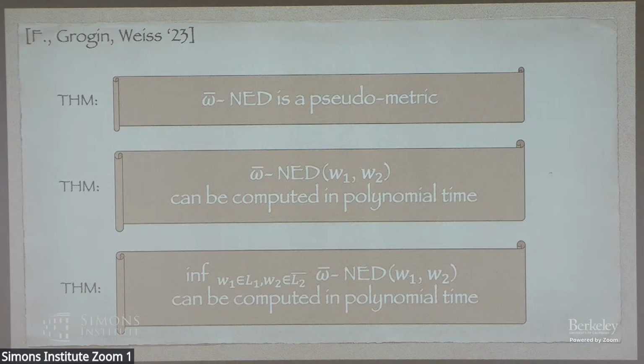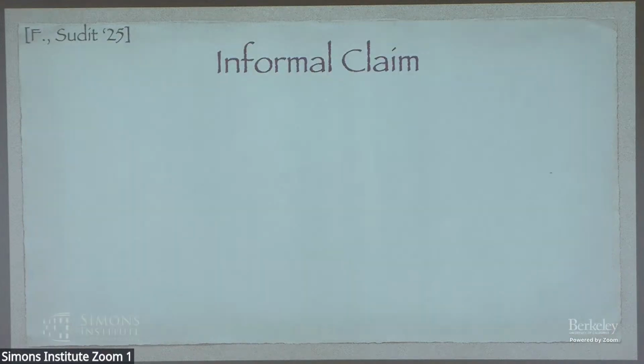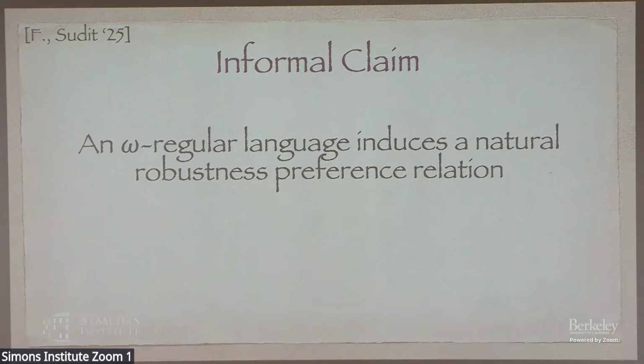I'm going to stay at this level of detail in order to get to this part that I find very exciting. As I mentioned, the mission is to distill the natural robustness of the temporal specification. There's an informal, implicit claim that I'm making here: an omega-regular language actually induces a natural robustness preference relation. This is my informal claim, and I'm a person of proof, so I should deliver the proof, but here I'm on the defense, and I don't know how to prove this.